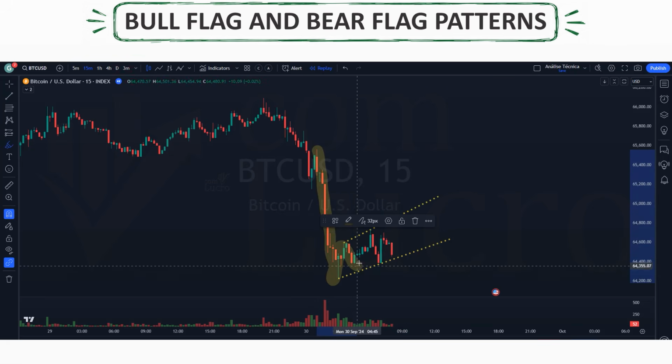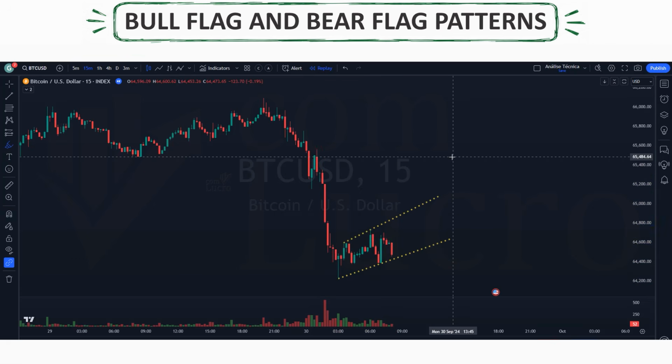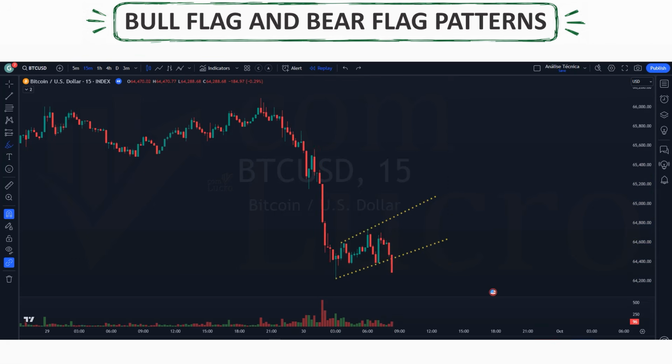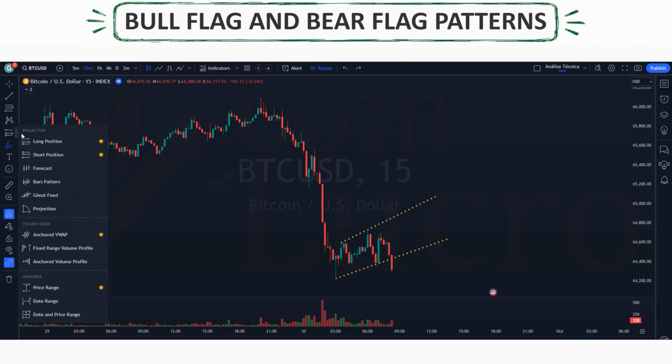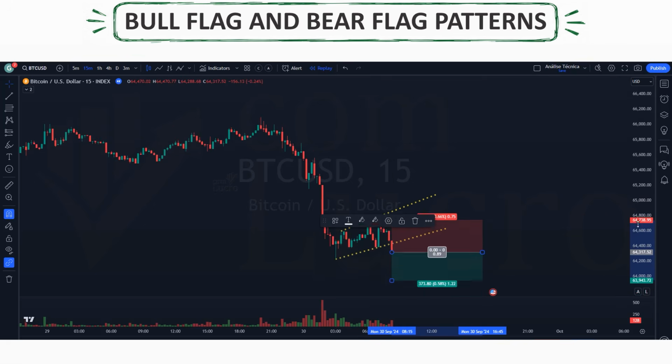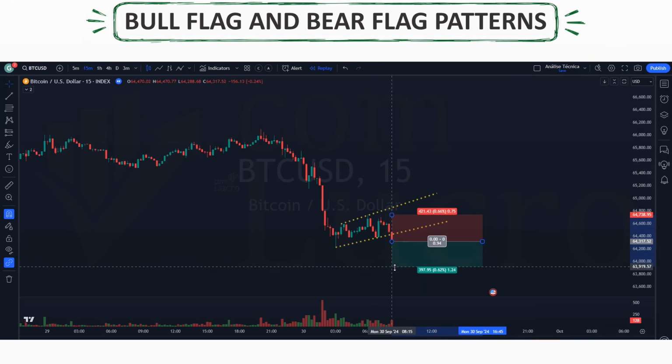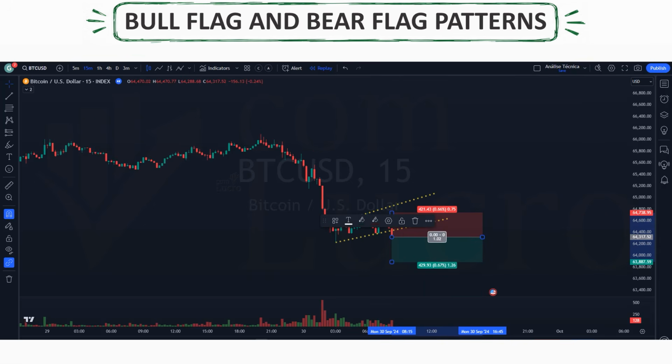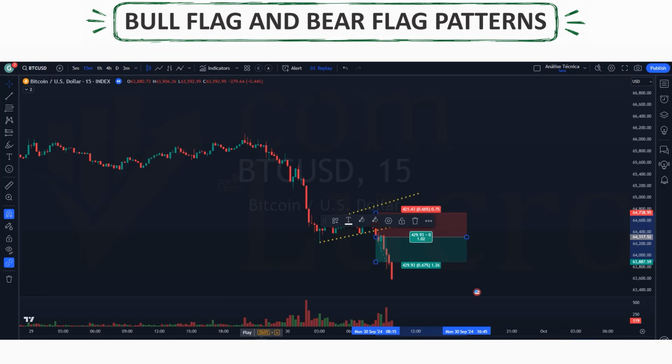Following this decline, the price consolidates in an upward sloping channel, indicating a brief retracement. As the market gathers momentum, it's crucial to monitor the lower boundary of the flag. When the price breaks below this support, we have confirmation of the bear flag, signaling the continuation of the downtrend. Traders can use this as an opportunity to enter short positions, expecting further declines.